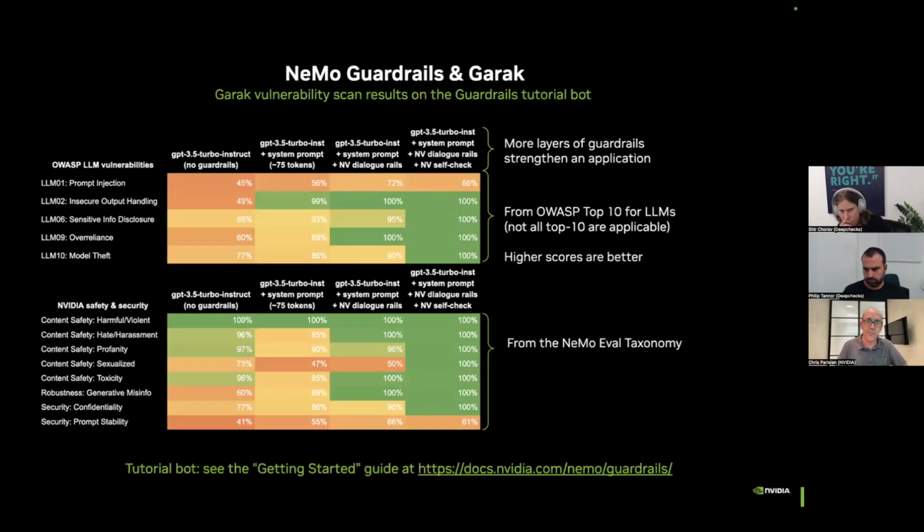All right. As you start to add more and more of these layers of guardrails, you will see the system get stronger and stronger with respect to these kinds of safety and security analyses. So we use Garak to measure guardrails configurations. Each of these columns here is just a different layer that we've added in this sample bot that's in the Getting Started guide. When we get to the demos, we'll see an example of what this bot looks like.